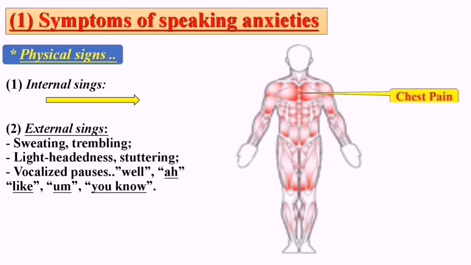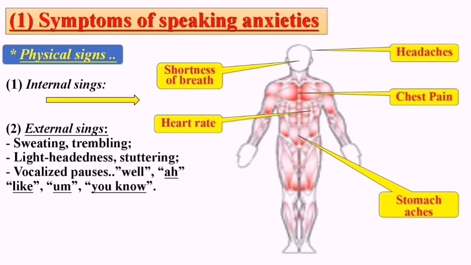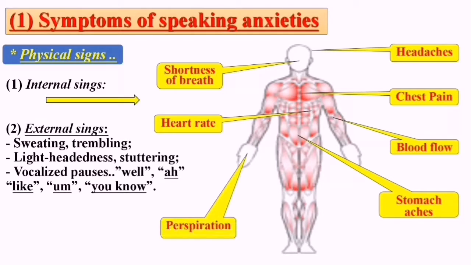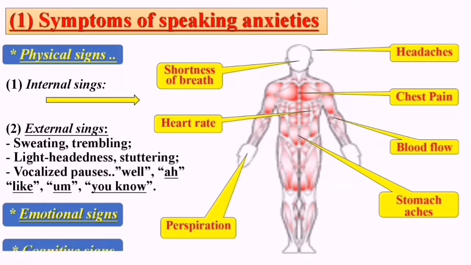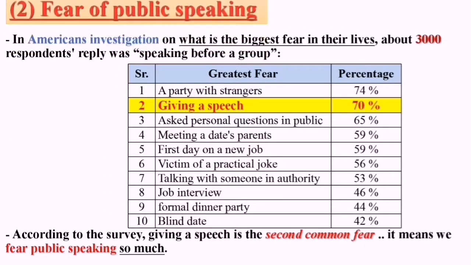Symptoms of speaking anxieties, we have 3 kinds. Number 1, physical signs. Physical signs may be internal signs or external signs. Internal signs like what? Like chest pain, shortness of breath, stomach aches, headaches, heart rate, blood flow, and perspiration. But external signs like sweating, trembling, lightheadedness, stuttering, vocalized pauses. And we have also emotional signs and cognitive signs.